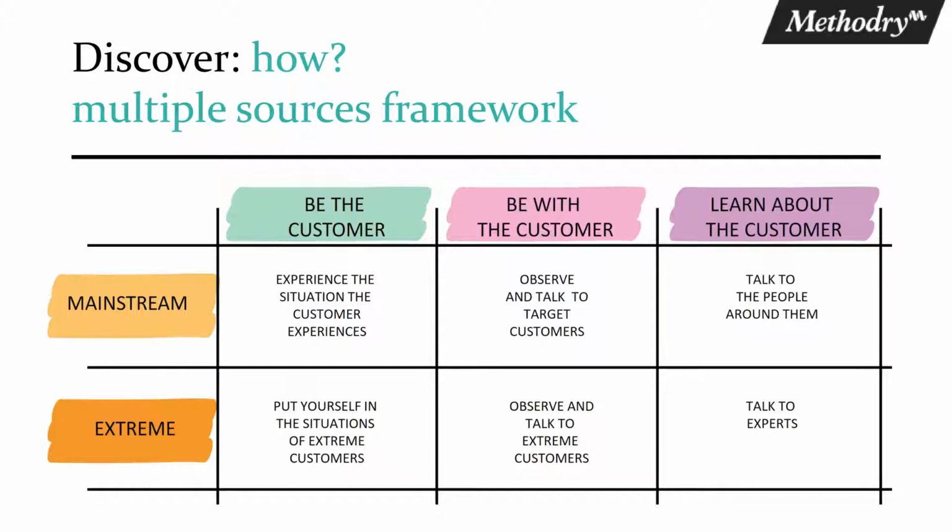We observe and talk to extreme users. But the difference is when it comes to learning about the customer, we talk to experts. Experts are usually able to tell us what their extreme users are like. As an example of this, there was a famous organization that makes kitchen appliances and kitchen tools, and they were designing a pizza cutter.